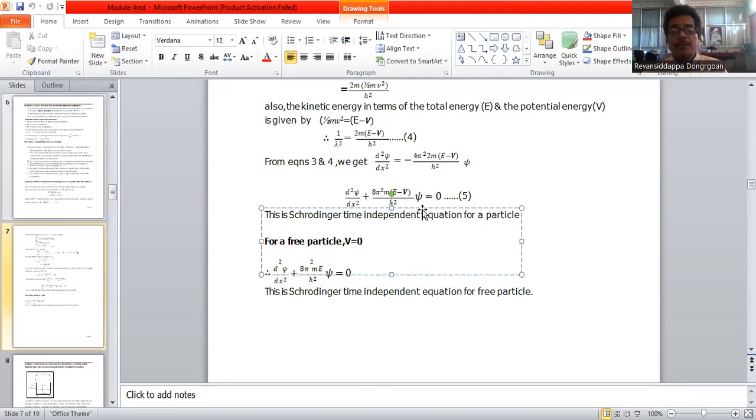Therefore, for the free particle, V is substituted as 0. When V is 0, you will get del square psi by del x square plus 8 pi square m E by h square into psi is equal to 0. E minus V is nothing but E only remaining. This is the time independent equation for the free particle. You may write it and go through the equation.